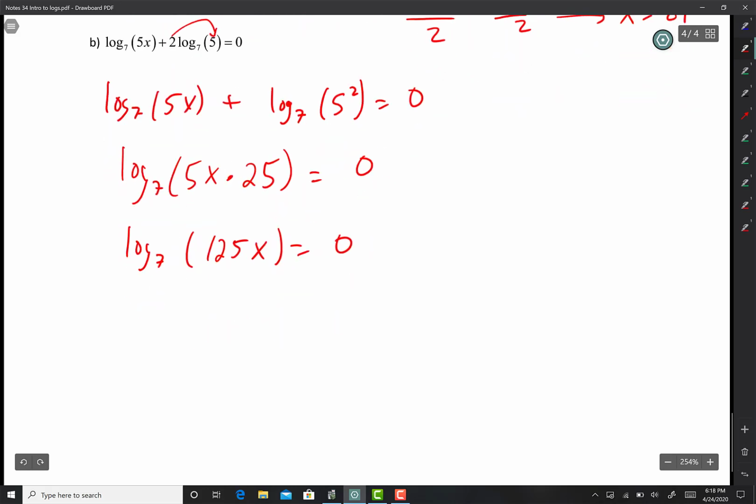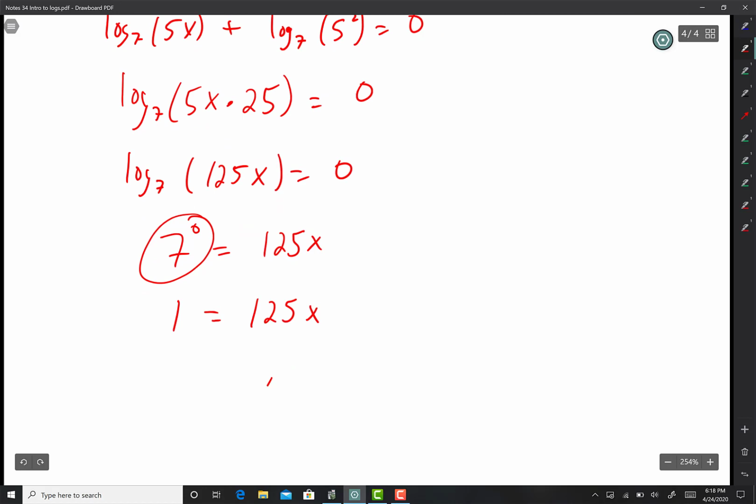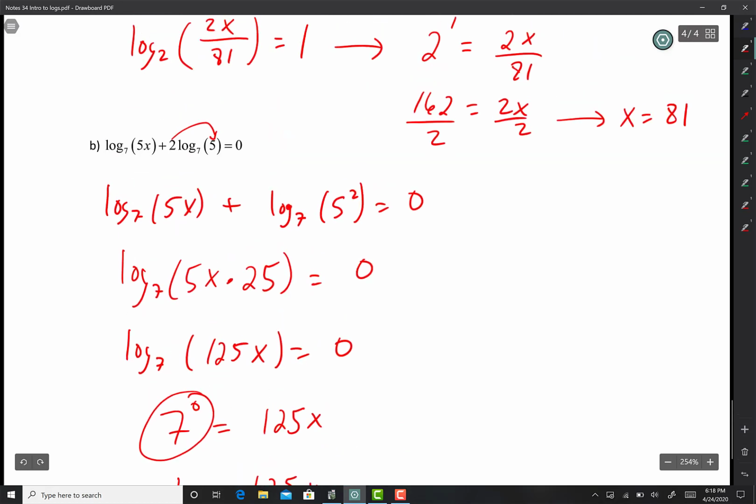So now I'm going to turn this into an exponent, guys. So 7 to the 0 power equals 125x. Remember, anything raised to the 0 is always 1. So 1 equals 125x. Divide by 125 on both sides. So x equals 1 over 125. Now we're going to see if this is true.